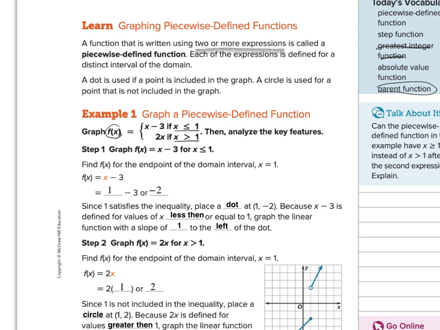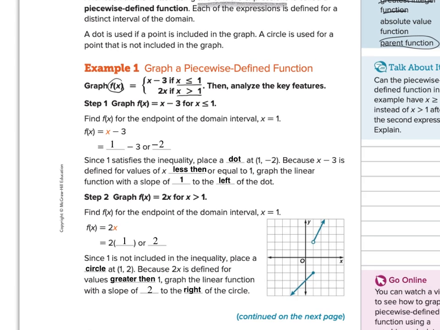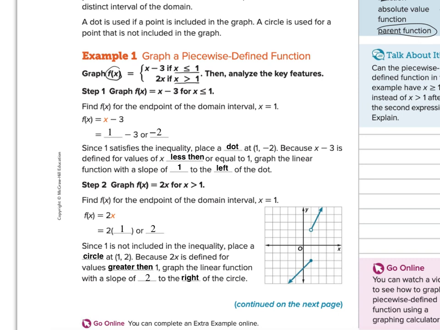But if I look at this, just knowing what I know about these two little pieces, the slope here is 1. The slope here is 2, so we're definitely going to have two different actions going on, and it will depend on what the domain is, because my x values are the domain. So we graph these two things. Let's find f(x) for the endpoint of the domain when x is 1, since 1 seems to be the delineation point.